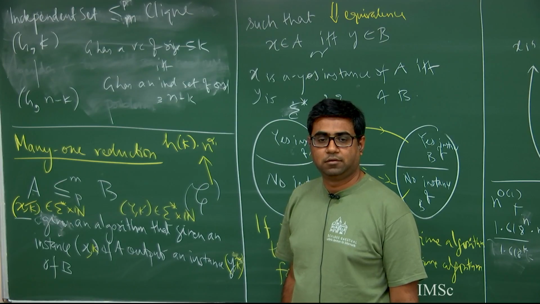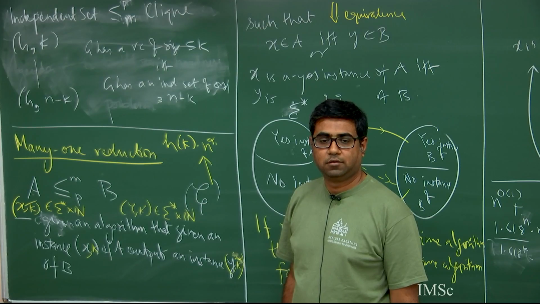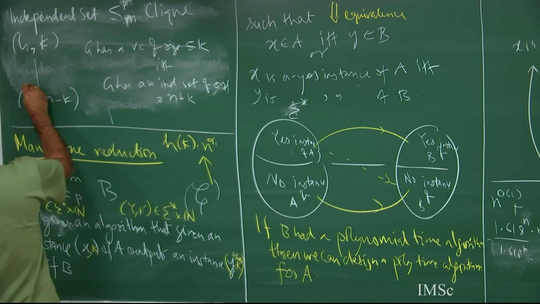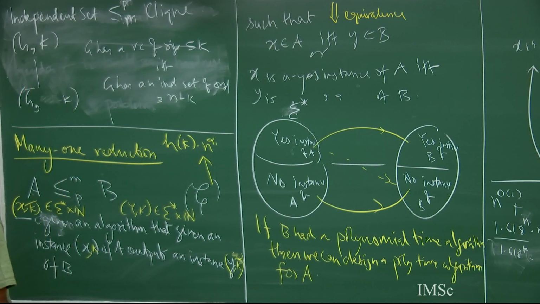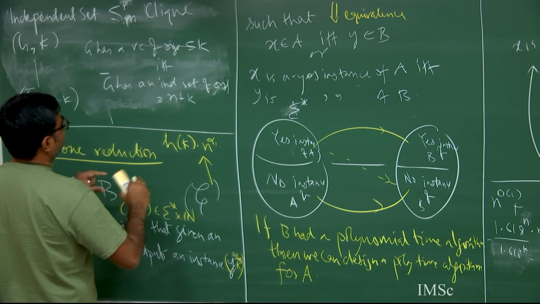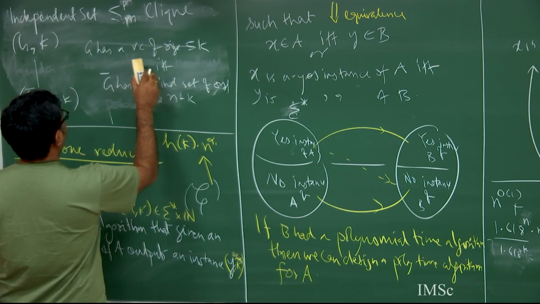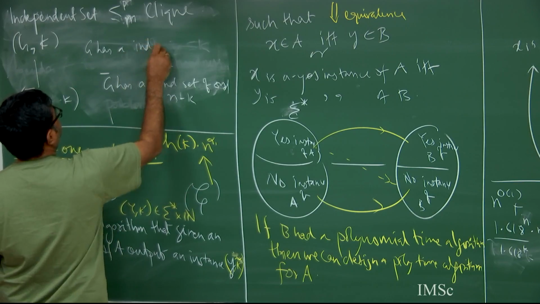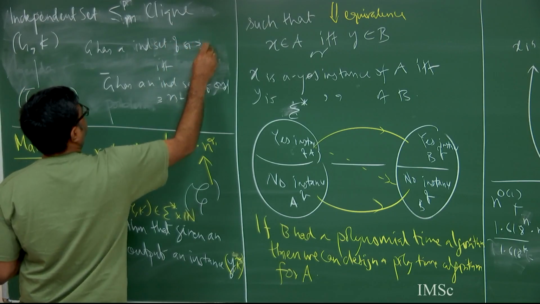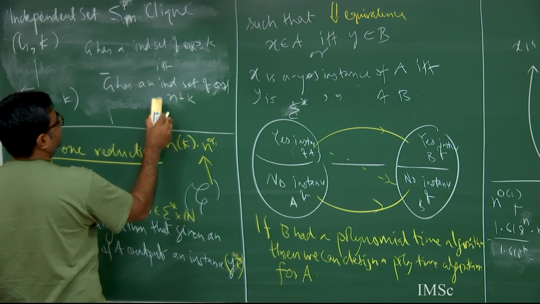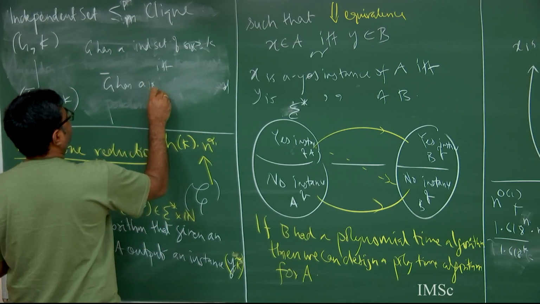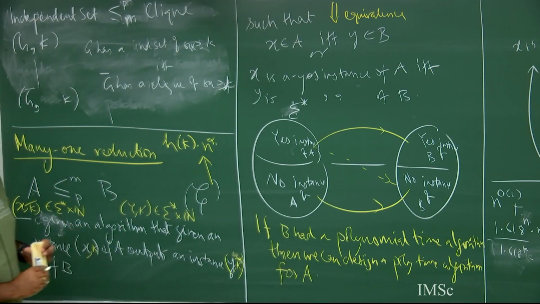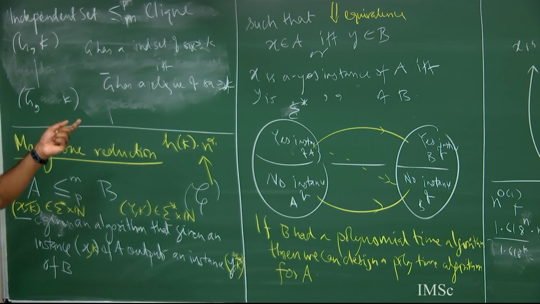Keeping the parameters the same, we just make the graph the complement of the original graph. Good. So all I do is take the complement, right? Now clearly G has an independent set of size at least k if and only if G bar has a clique of size at least k.